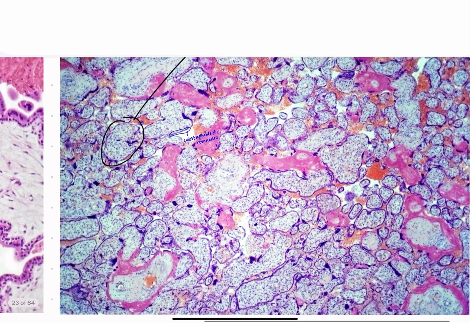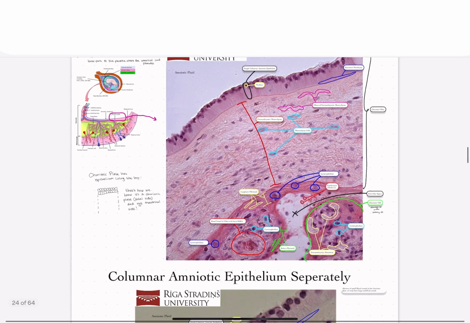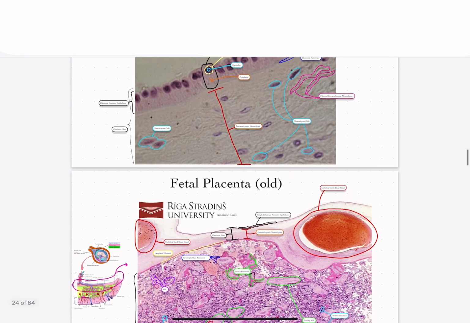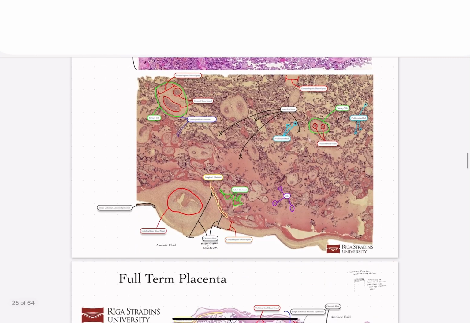Here we can see another example. This would be which one? This would be the maternal blood, right? And this, within the tertiary villi, would be the fetal blood. I think that makes sense. I believe that's it in terms of the placenta. We can finally get to the umbilical cord.